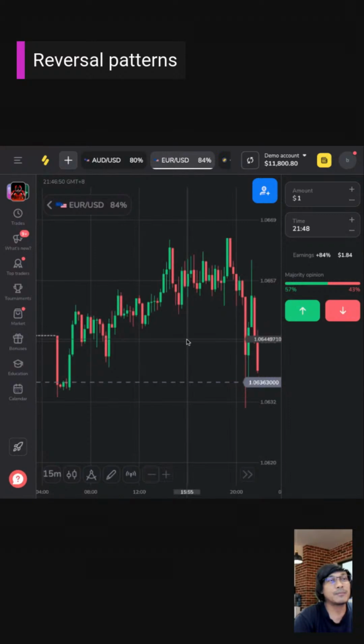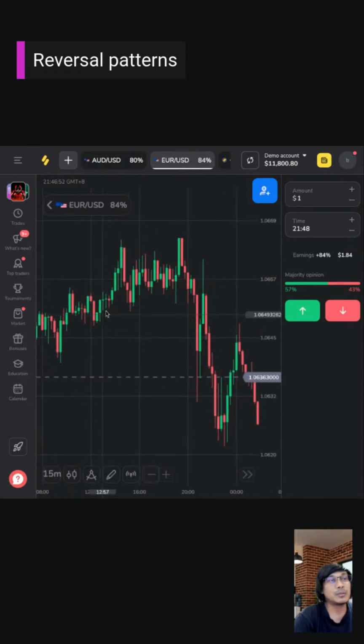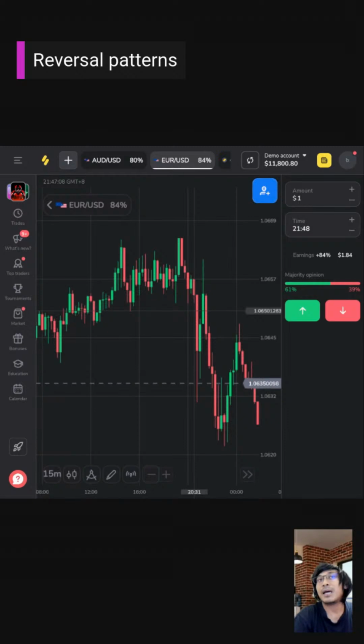So this could be a double top. Okay, one, and then you get another top right here. Okay, one top here, and then you have a flat, and then you have a second top. So the double top is a sign that the asset is facing resistance and cannot go higher.